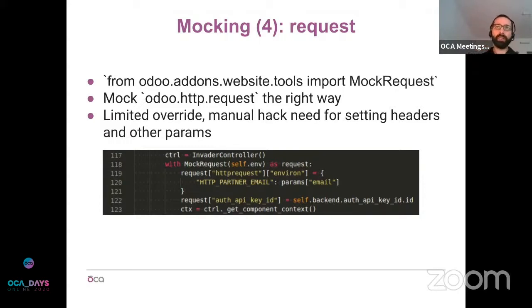So it has a limited override. You can pass these headers or other attributes on the fly at init. So you have to take care of adding your own keys to the headers manually inside your context manager. But it's feasible, and it really gives you a way to not use HttpCase and just test that particular function. And the disclaimer here is that the invader controller that I'm testing already has an HttpCase in the base module. So what I wanted to check was just that my particular override of get component context was playing fine as I expected.